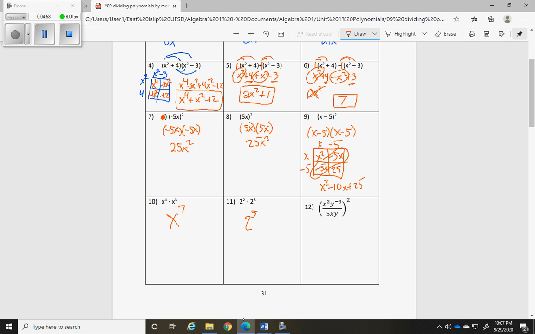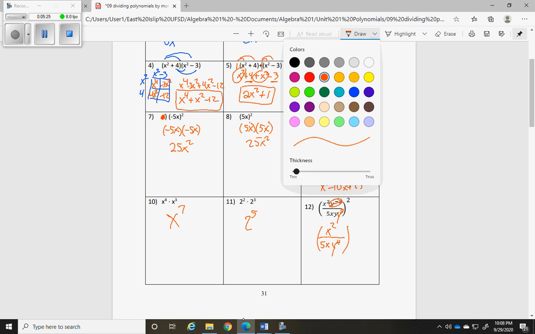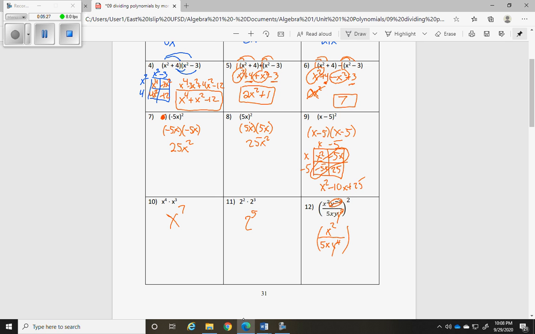And number 12, I'm going to fix my negative exponent first. So I don't want this x to the negative third there. I mean y to the negative third. I want a y to the third in the denominator. So in my parentheses, I have x squared over 5x y to the, it's now going to be fourth power, but I just noticed that I can simplify those x's before I worry about that exponent on the outside.